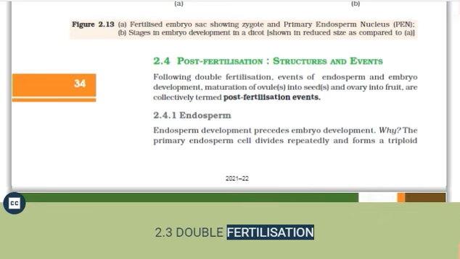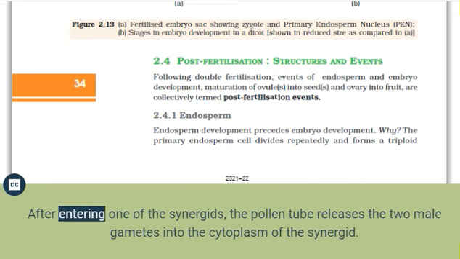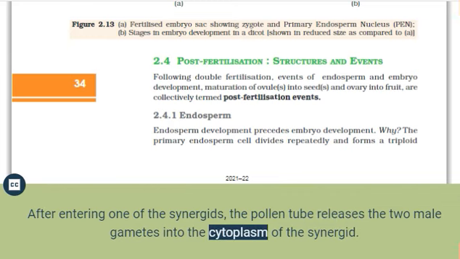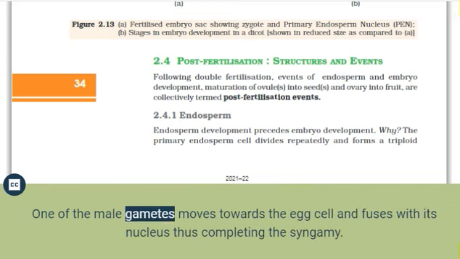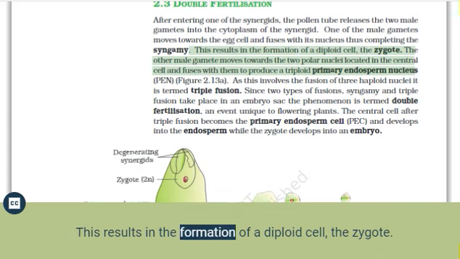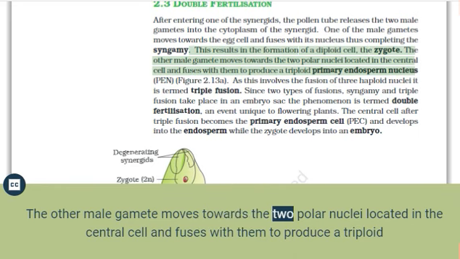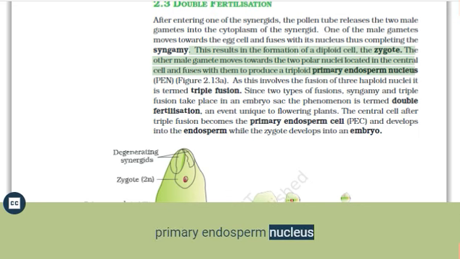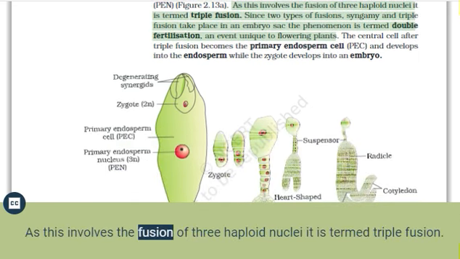2.3 Double fertilization. After entering one of the synergids, the pollen tube releases the two male gametes into the cytoplasm of the synergid. One of the male gametes moves towards the egg cell and fuses with its nucleus, thus completing the syngamy. This results in the formation of a diploid cell, the zygote. The other male gamete moves towards the two polar nuclei located in the central cell and fuses with them to produce a triploid primary endosperm nucleus. As this involves the fusion of three haploid nuclei, it is termed triple fusion.